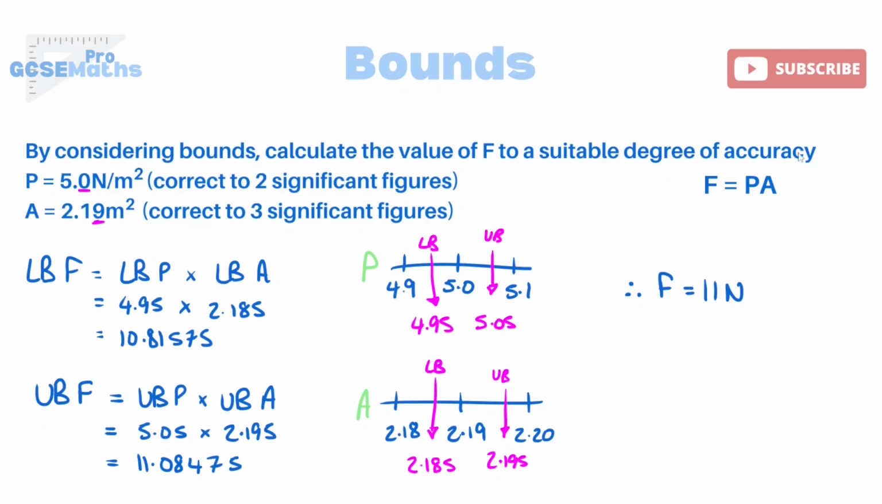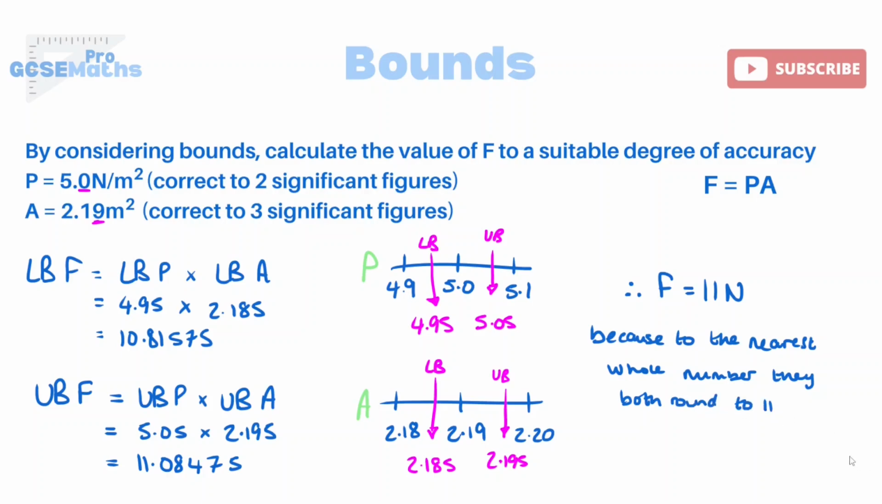And you normally have to give a reason for your answer. What they mean by the reason is, why did you choose 11? You just say, because to whatever you rounded it to, and in this case it's the nearest whole number, or to two significant figures if you like, they both round to 11. That's your reason.